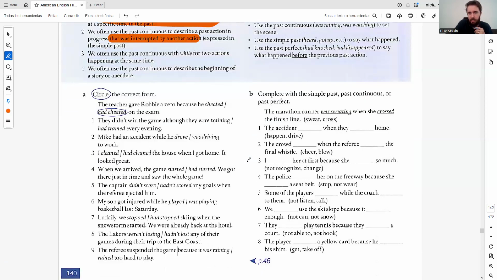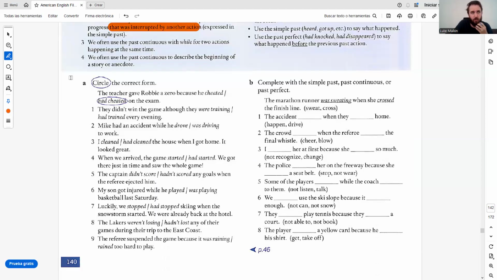Okay, let's practice. Circle the correct form. For example, the teacher gave Robbie a 0 because he had cheated on the exam. First, he cheated, then the teacher gave Robbie a 0. So past perfect. Pause and complete 9 questions.